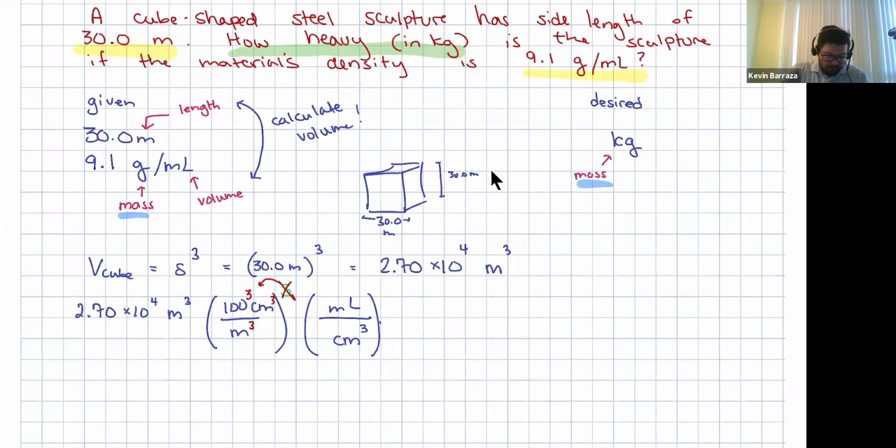Maybe I'll do a highlight for this. But we're going to cancel, cancel, cancel, cancel. We're now at milliliters. So now this is dimensional analysis. We're looking at the units and how can we get them to cancel.